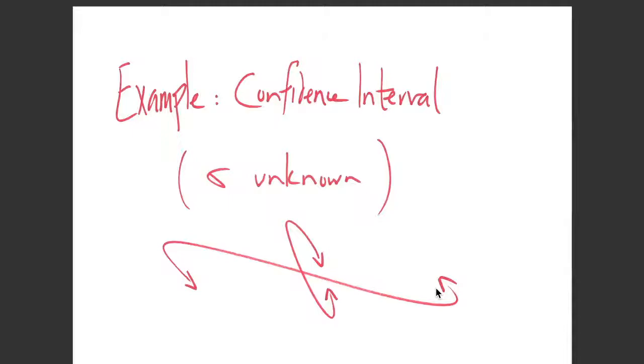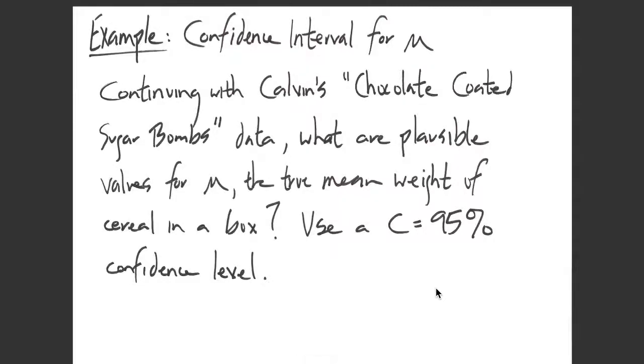Let's take a look at a confidence interval calculation, again with sigma unknown. So let's continue with Calvin's chocolate-coated sugar bombs data. What are the plausible values of mu, the true mean weight of cereal in a box? Let's estimate this using a 95% confidence interval.